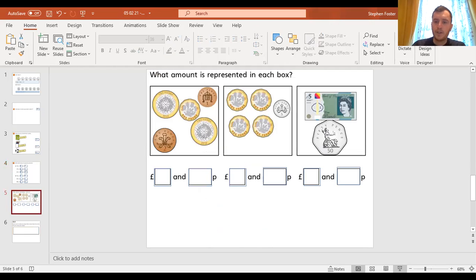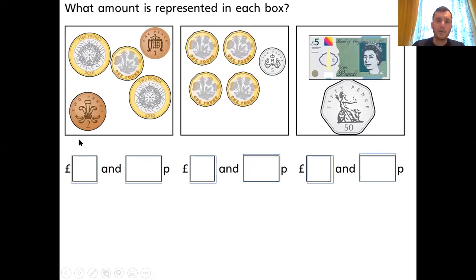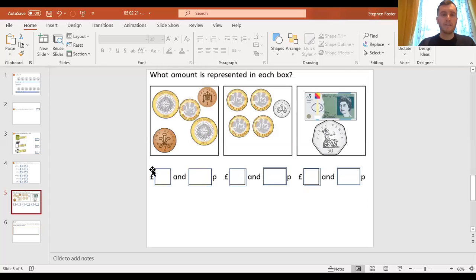Next question, which amount is represented in each box? So the first box, I've got £2, £2, £1, and then 2p and a 1p. In this one, I've got 4 £1 coins and a 5p. And this one, I've got a £5 coin and 50p. And as always, there's some boxes to write them in. Either you can have a go on the PowerPoint or jot it down on some paper. Let's have a look at those together.